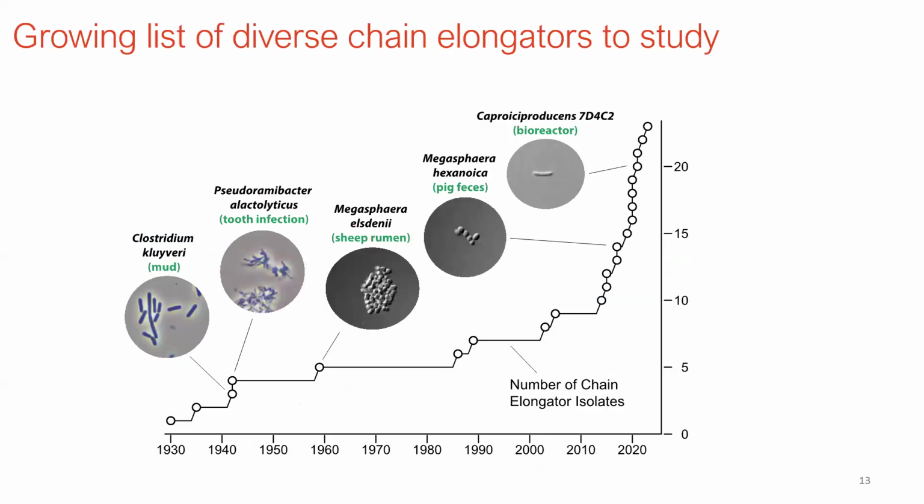Okay, so if you're in the business of making synthetic microbiomes, you have a lot of decisions to make, right? Here's a list of chain elongating microbes that we currently have in isolation. The first description of these chain elongating microbes goes back to the 1930s, and subsequently other microbes like Clostridium kluyveri, a famous chain elongating microbe, were discovered in the early 40s.